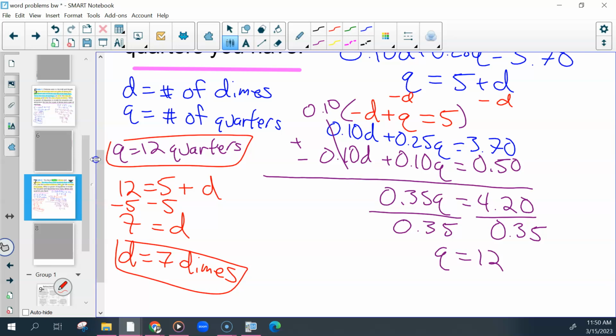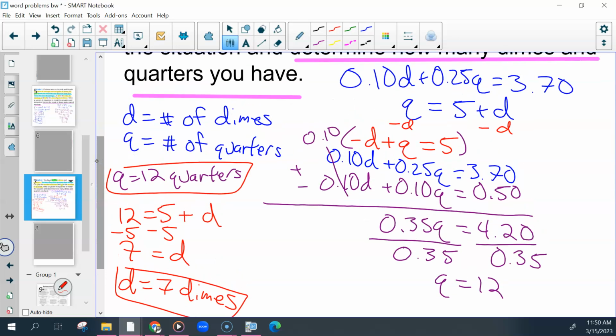If we were to put these back into the equations, 7 plus 5 is 12, and then 0.10 times 7 plus 0.25 times 12 is 3.70. So that would work also. Questions on this?